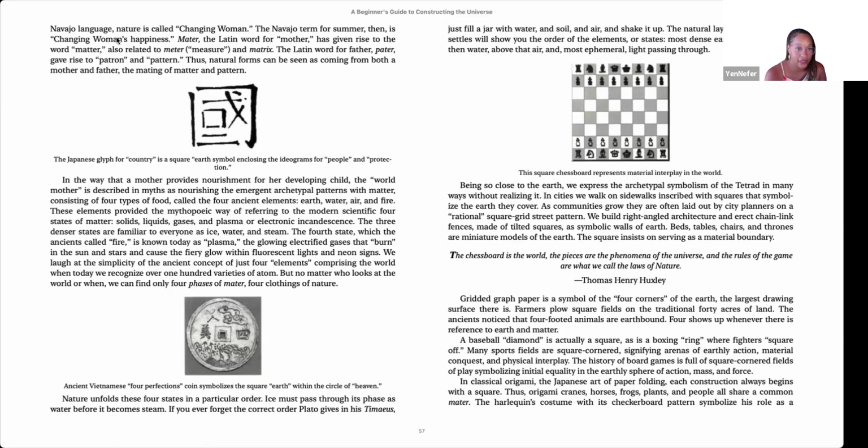Being so close to the earth, we express the archetypal symbolism of the tetrad in many ways without realizing it. In cities, we walk on sidewalks inscribed with squares that symbolize the earth they cover. As communities grow, they are often laid out by city planners on a rational square grid street pattern. We build right-angled architecture and erect chain link fences made of tilted squares as symbolic walls of earth. Beds, tables, chairs, and thrones are miniature models of the earth. The square insists on serving as material boundary.